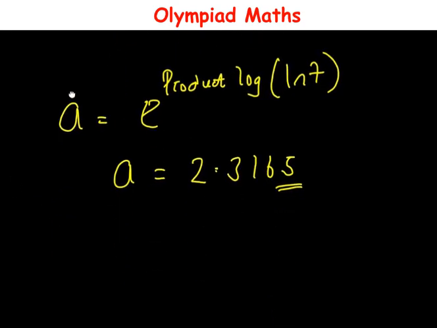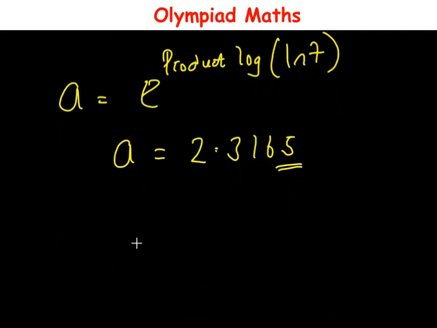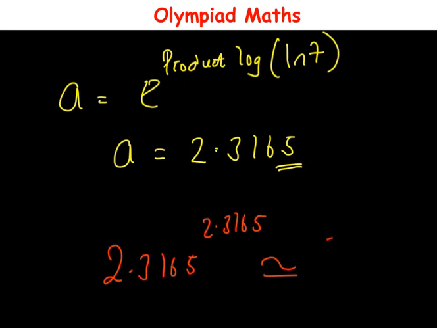So therefore, this means that if you raise 2.3165 to 2.3165, you will approximately get the value to equal 7. So with this, we have gotten the value of a that will give us 7.